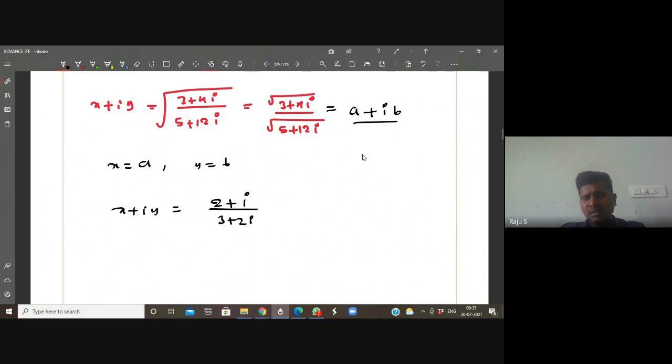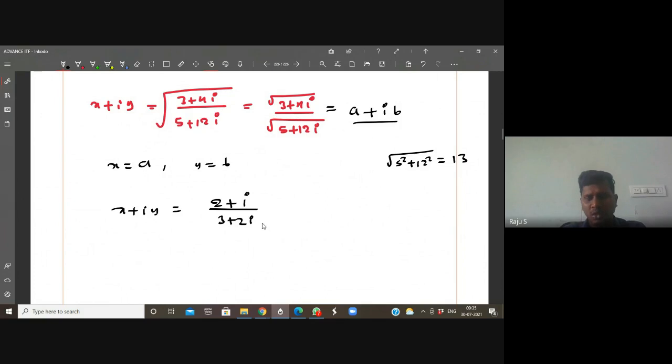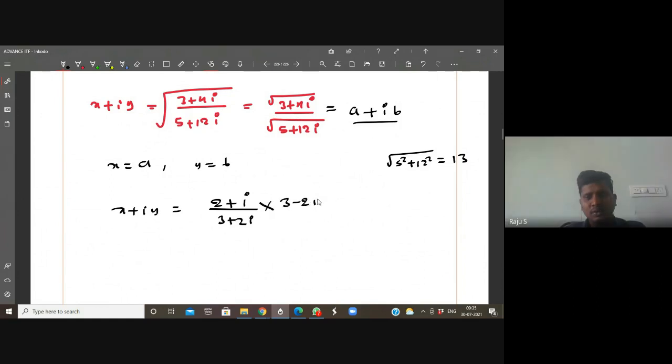Is that correct, students? Root of 5 square plus 12 square, simplification, we are getting this only, 3 plus 2 iota. Am I right? After this, what will we do? Rationalize: 3 minus 2 iota by 3 minus 2 iota. Denominator clearly 9 plus 4, you can just write the squares of those values. So in the numerator, you have to multiply this.